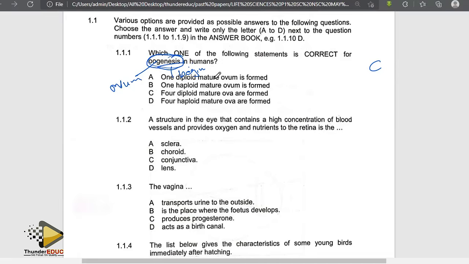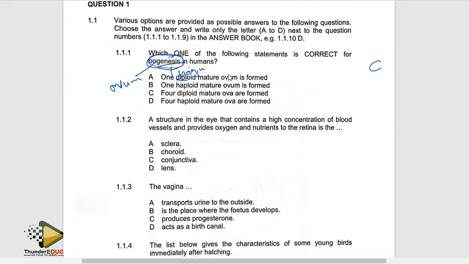One diploid cell matures into one diploid. So the ovum cannot be diploid. Mentioning the word diploid makes it wrong. Remember, all the gametes are supposed to be haploid. Therefore, mentioning diploid makes the statement wrong. One haploid mature ovum is formed.